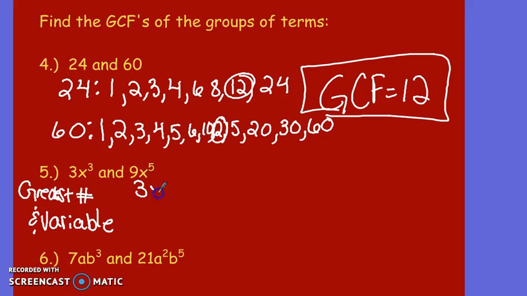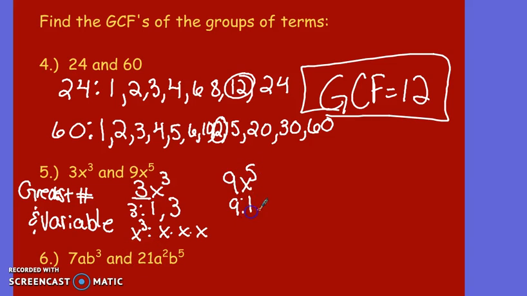So for 3x cubed, let's just look at the number 3. Well, the factors of 3 are 1 and 3. Let's look at x cubed. Well, x cubed is x times x times x. Now let's do our 9x to the 5th. Well, for 9, we have 1, 3, and 9. X to the 5th is x, 2, 3, 4, 5.